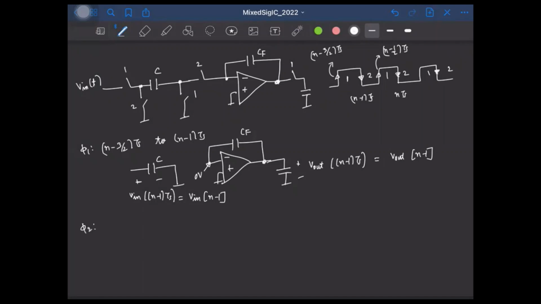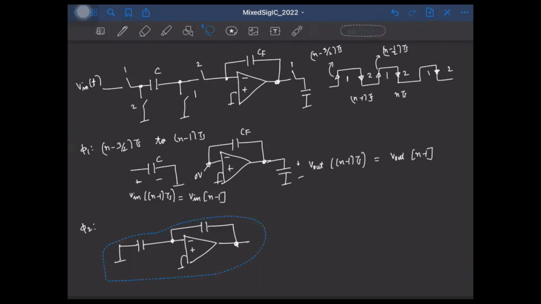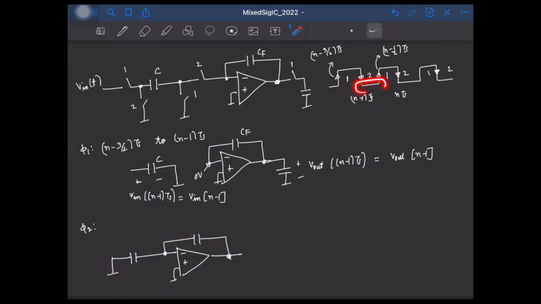So during the phase phi 2, what's the equivalent circuit? We have the left plate of the capacitor C grounded, and we have the connection like this, right? And what is this time period? This happens during this time interval, between (n-1) Ts to (n-1/2) Ts. So at the end of the phase phi 2, we'll have the output to be Vout of (n-1/2) Ts, right? And what will be this voltage?